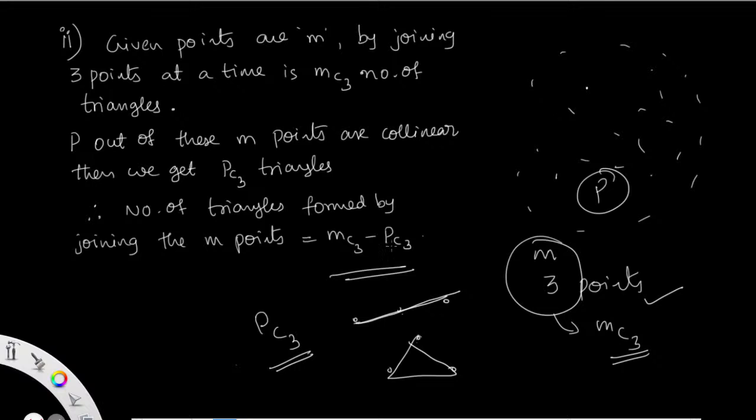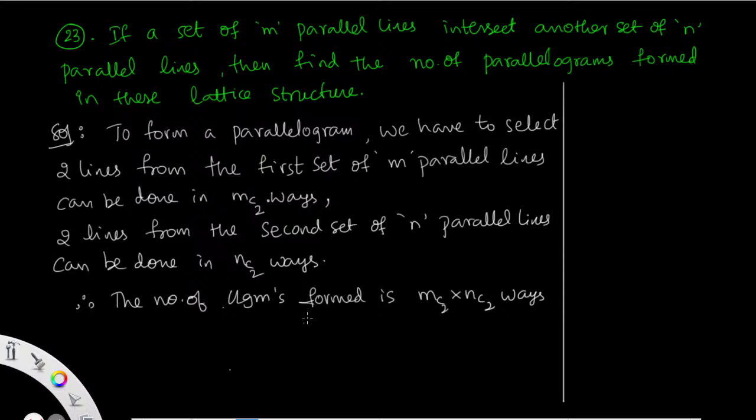So that is why we have to eliminate it. Then the total number of triangles, with M total plane points minus the collinear points, is MC3 minus PC3. This is the number of triangles formed by joining the M points given in the plane. So that is question number 22, second one. Next, go to the 23rd question.